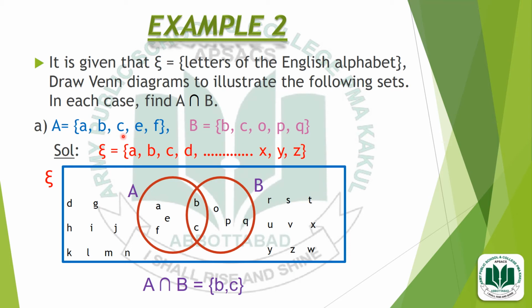This means these are overlapping sets. So I'm going to draw two overlapping circles and place the elements in their appropriate region. Now if I want to write A intersection B by looking at this Venn diagram, what would that be? That would be B and C, which lie in this overlapping region.